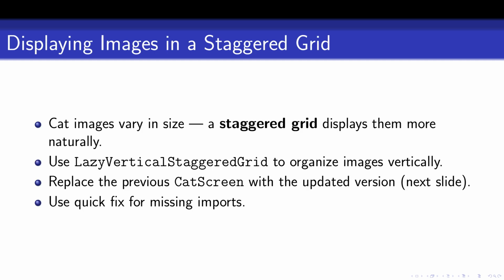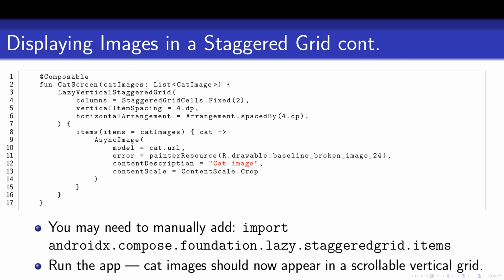So far, we're displaying just one image. But cat images come in different sizes, and displaying them in a flexible layout looks better. For this, we use LazyVerticalStaggeredGrid, which can handle variable-sized content more naturally. This lets us create a Pinterest-style grid that scrolls vertically. In this code, we define a CatScreen composable using LazyVerticalStaggeredGrid. It specifies 2 fixed columns and includes spacing between items. Each item uses AsyncImage to load the image, with error handling built in using a fallback icon. This structure displays a responsive grid of cat photos in a scrollable view.